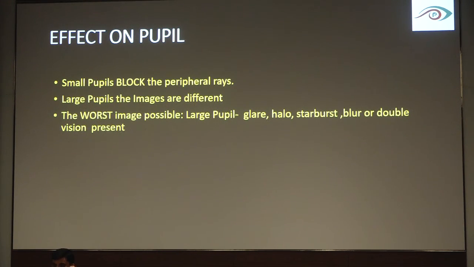So what is the effect of decentration on the pupil? As long as the pupil is small, they might not feel it. But once the pupil starts dilating, all the aberrations are going to start, and that is where they are going to feel it more.